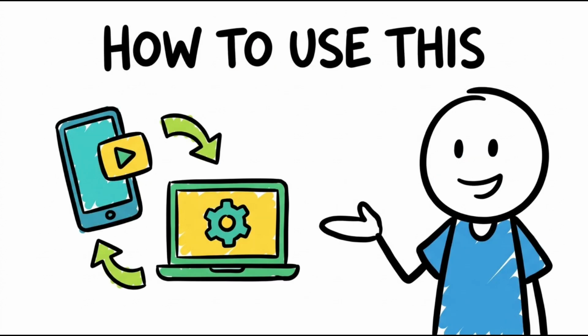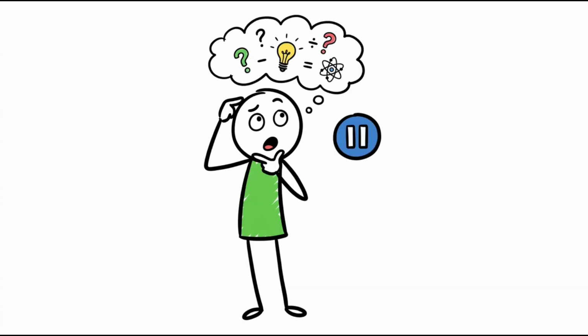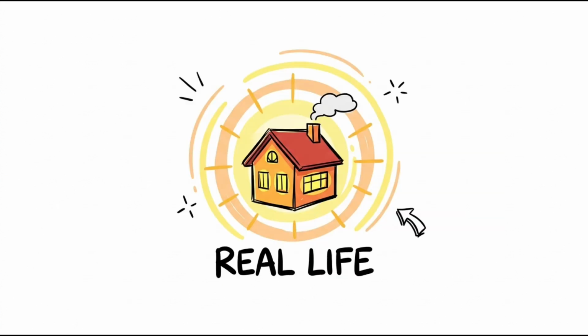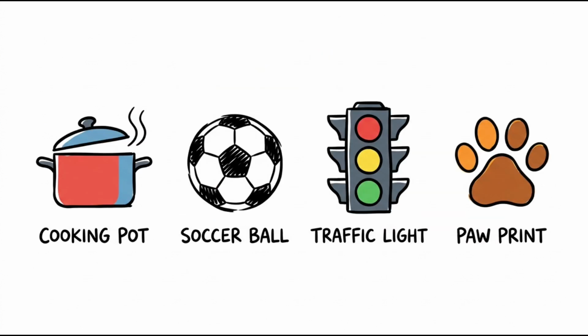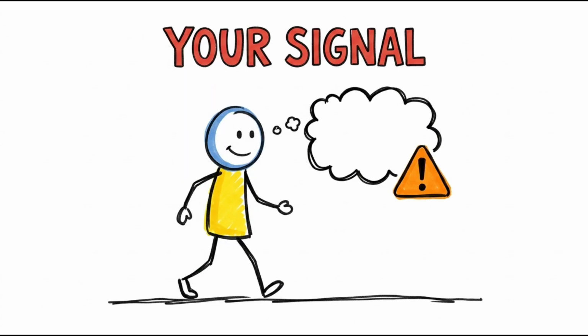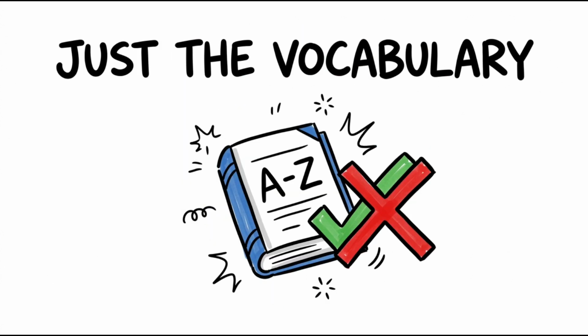So here's how to use this yourself. Next time you learn something complicated, stop right after and ask one question. What does this remind me of? In real life. Cooking, sports, traffic, pets, weather, anything. Force yourself to find the connection. If nothing comes to mind, that's your signal. You don't understand it yet. You just recognize the vocabulary.